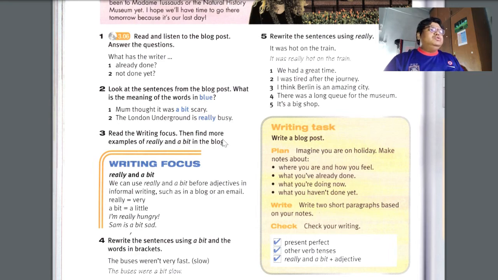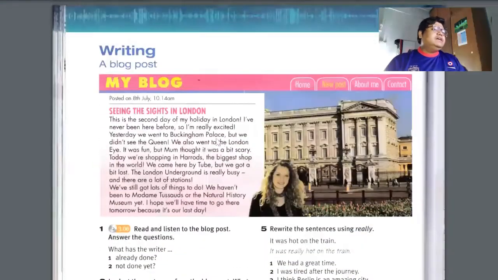biasa. Okay, so contohnya kalau kita ambil karangan yang dah ditulis ni kan. Okay, so if we exclude the word really and a bit, contohnya: this is the second day of my holiday in London. I've never been here before, so I'm excited. Nampak tak? Perbezaan antara I'm really excited dengan I'm excited. So, bila awak tulis I'm excited je, tak nampak sangat yang penulis ni betul-betul excited. So, bila tambah really tu lagi nampak jelas yang penulis ni excited.